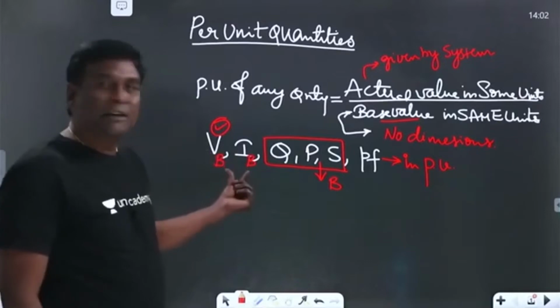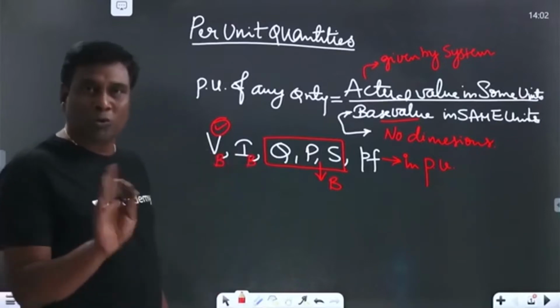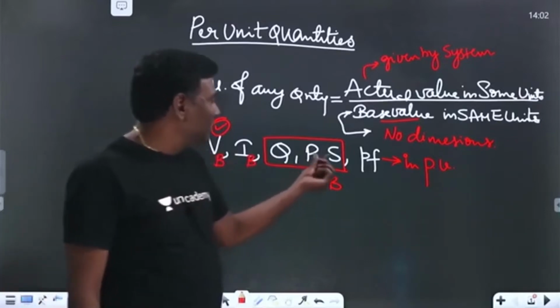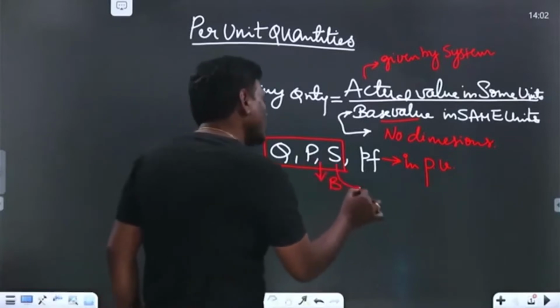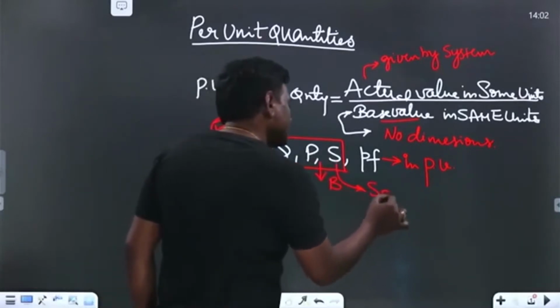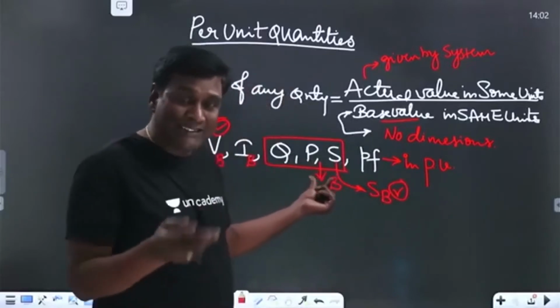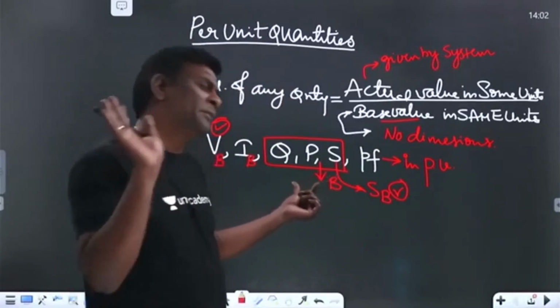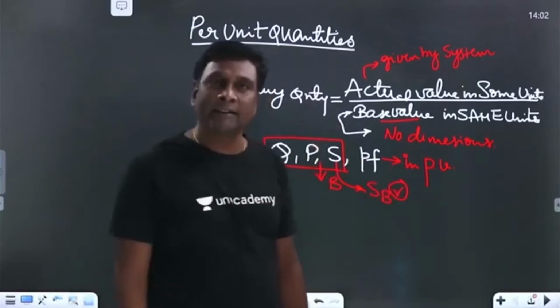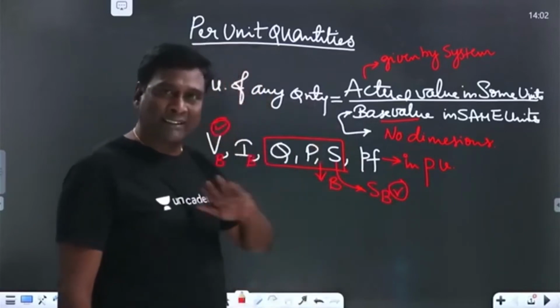Now, current base, we don't know. Now S base we are going to choose. Why? Because machine capability should be designated in kVA, not in kilowatt. That particular question is not relevant to the GATE examination. So S base we are going to take, that's it.